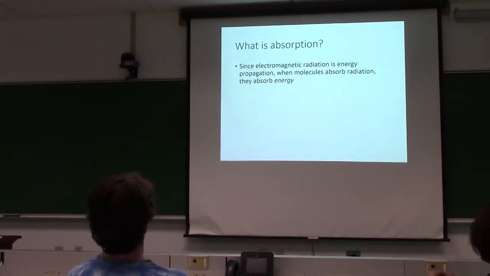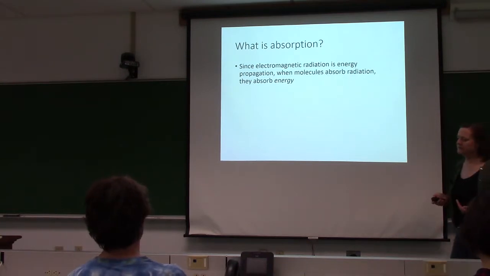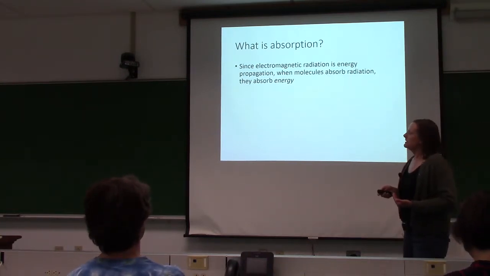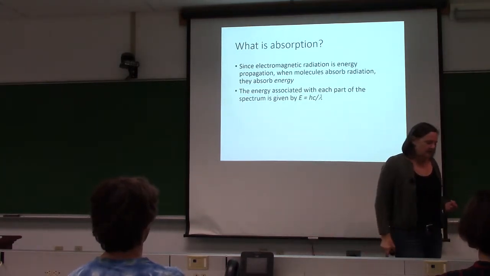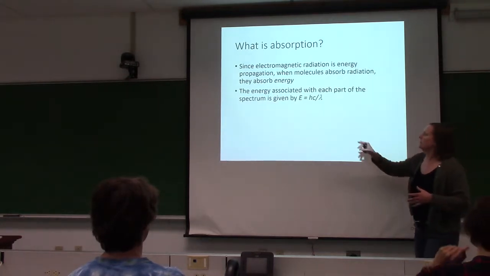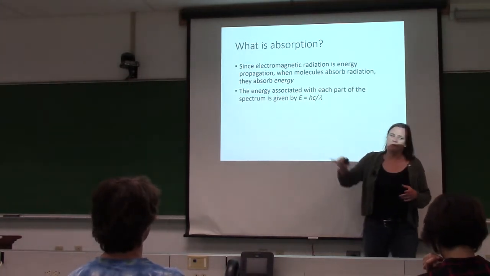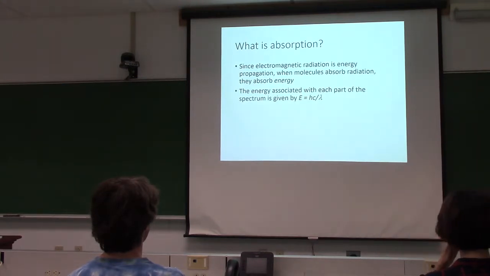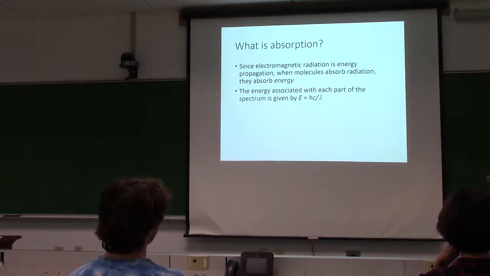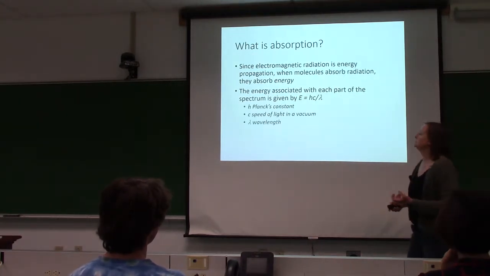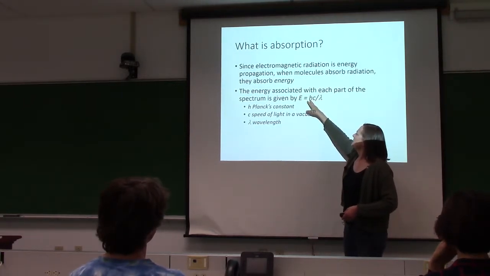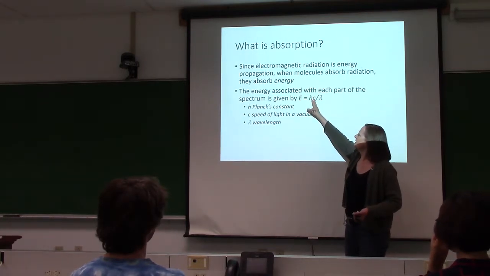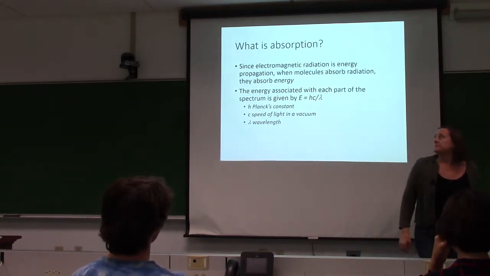So, when a molecule absorbs electromagnetic energy, it is going to really depend upon which part of the spectrum you're in. And that has to do with the relationship between the energy and the wavelength. If you're in the visible part of the spectrum, there's going to be a certain amount of energy associated with that, and that's going to do a couple things to the molecule. If you're in the ultraviolet or in the longer wavelengths, different things can happen to that molecule. In this relationship, the energy is proportional to Planck's constant, which we saw in Planck's equation, the speed of light in a vacuum, and the wavelength.